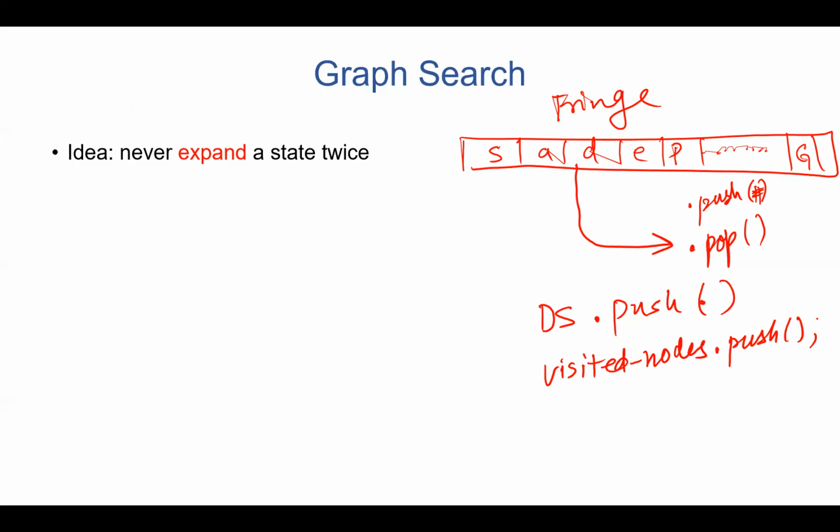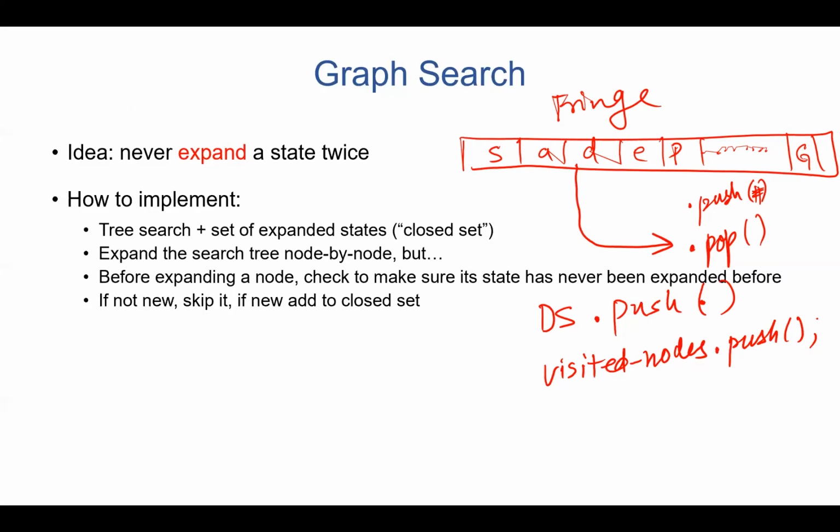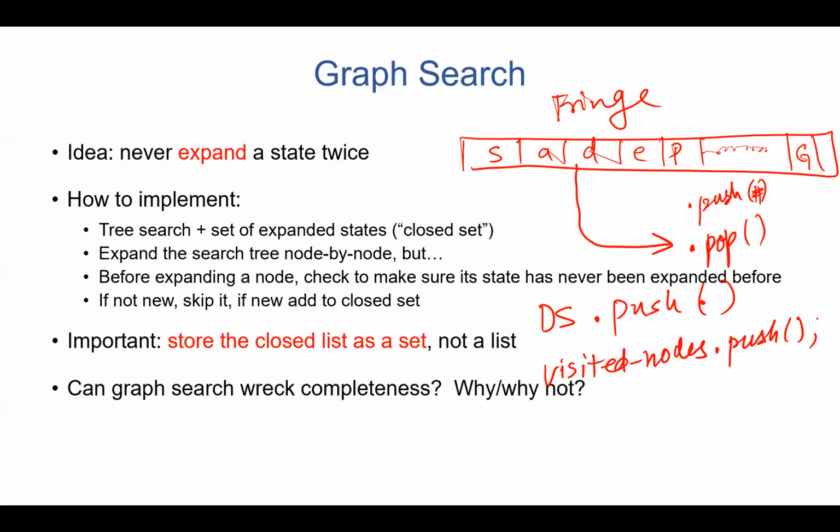So how to implement this? You have tree search, and then we have a set of expanded states. That is a closed set. So every time you're going to expand a node, check if you have expanded it or not. You check the closed set. That is it. So you maintain another data structure, which is a closed set. Store the closed list as a set, not a list.